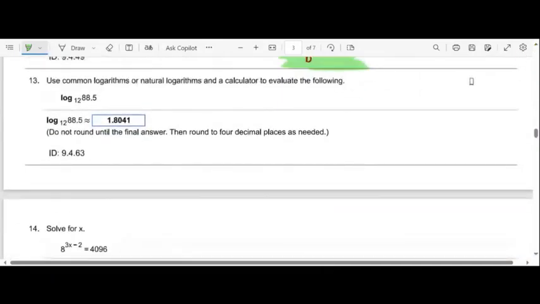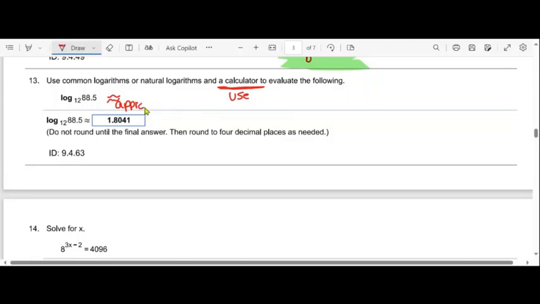Any question? No, thanks. Let's go to the next one. Can you please read the number 13? Number 13. Use common logarithms or natural logarithms and a calculator to evaluate the following: log 1288.5. Okay, let's see it. So you're going to use the calculator now. Yes. Okay. So approximately equal how much?